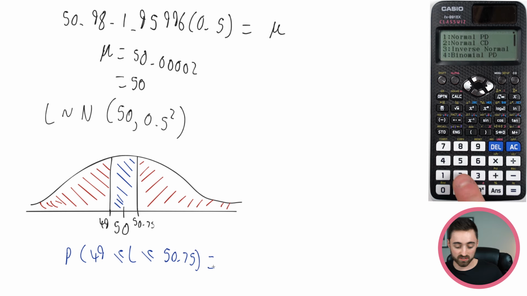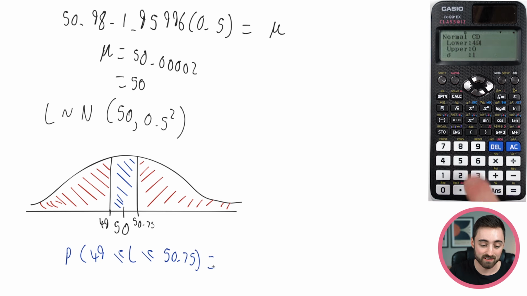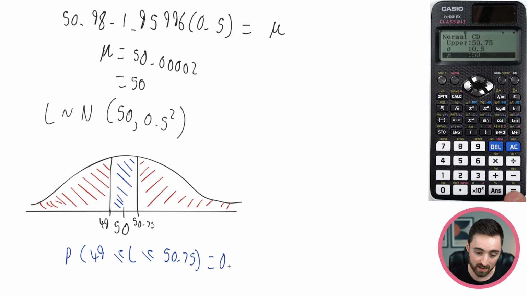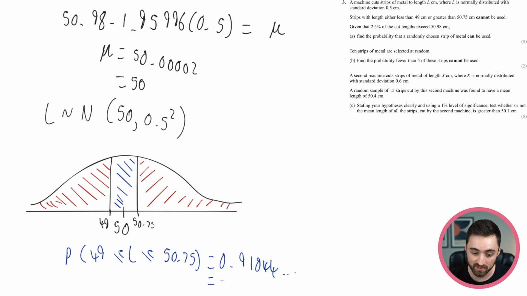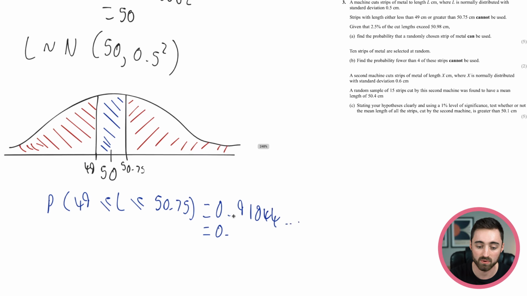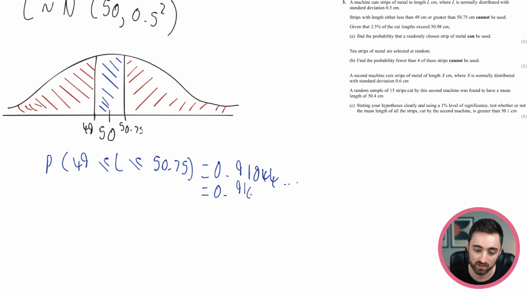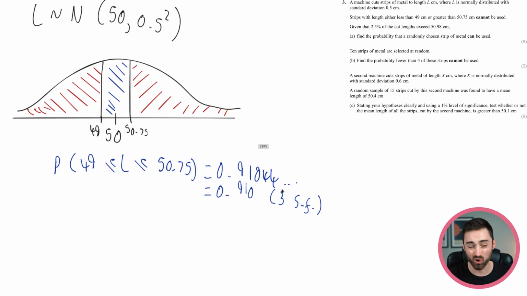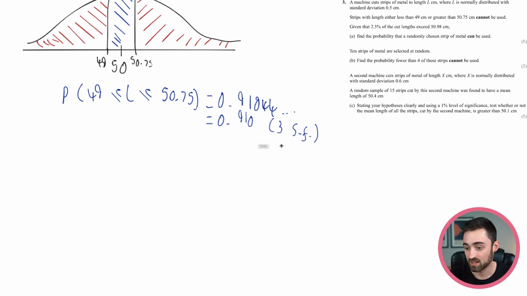So I'm going to go distributions, normal CD. My lower is going to be 49. My upper is going to be 50.75. My sigma is going to be 0.5, and my mu is going to be 50. Straight in, I get my answer as 0.910444... Let's go 3 sig fig here, which would be 0.910. 3 sig fig. Oof, tough question, really tough.